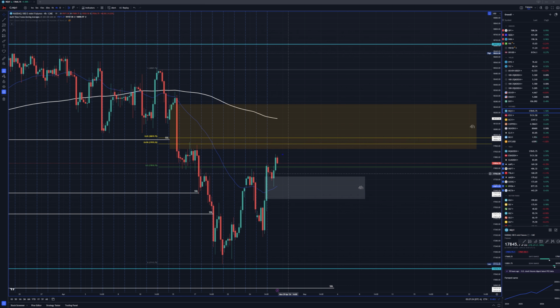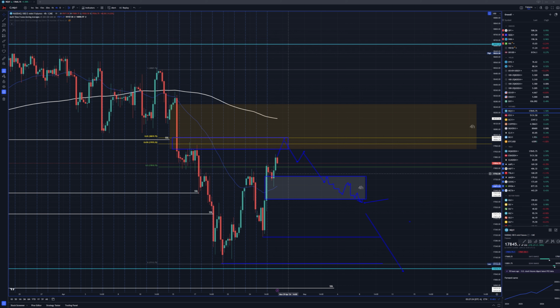This is one case. And the other case is just reclaiming this zone up here and just rejecting, entering the fair value gap and start losing some kind of momentum. And here I would be super bearish because this is liquidity and this is liquidity. And you might see some continuation to the downside. So there we have the two options still in play.